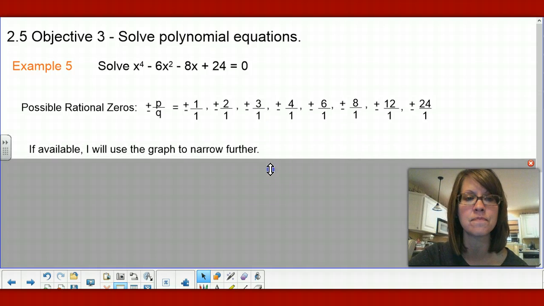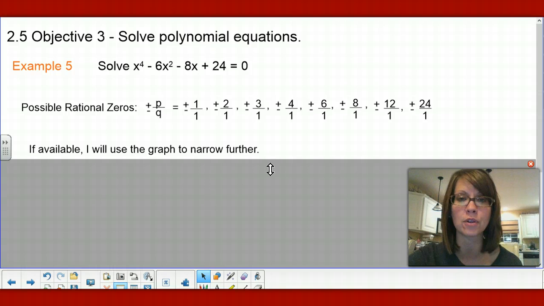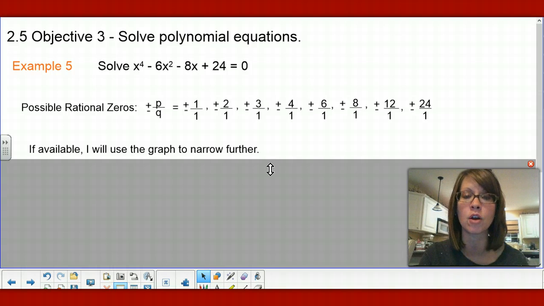This time I'm going to use a graph to help narrow further, okay? This is not cheating unless you've been told to not use the graph, or unless a direction would say no graphing calculators allowed, which is true, okay? I'm just trying to narrow our amount of time.